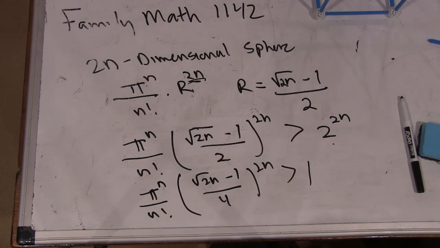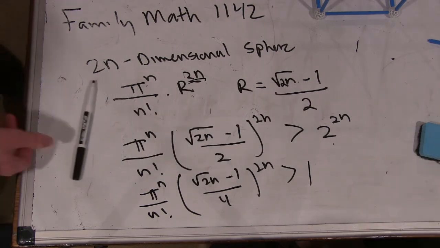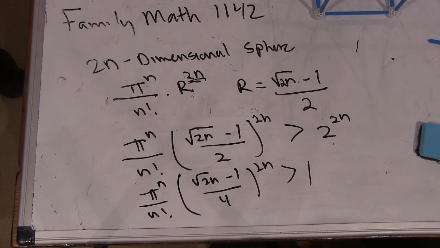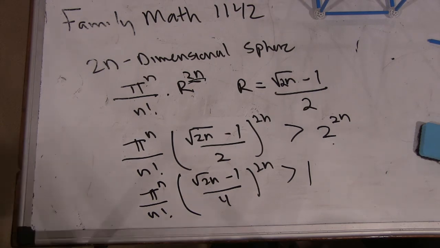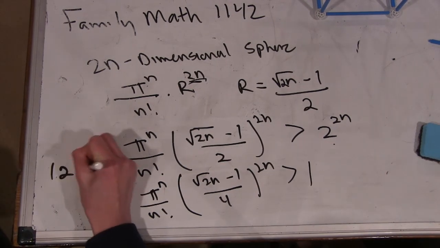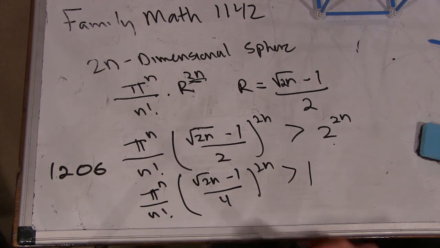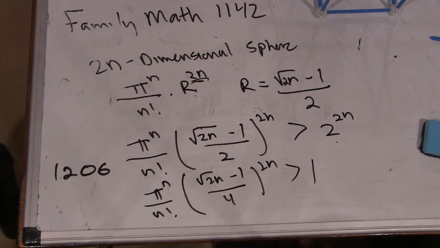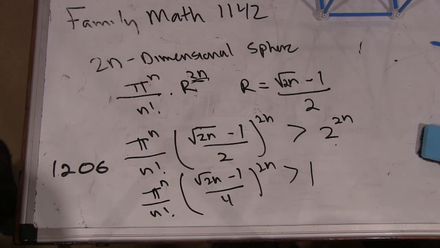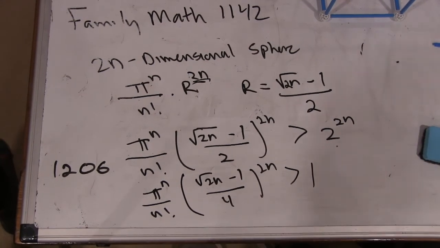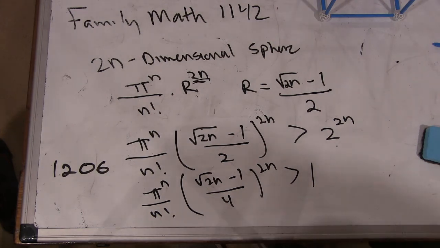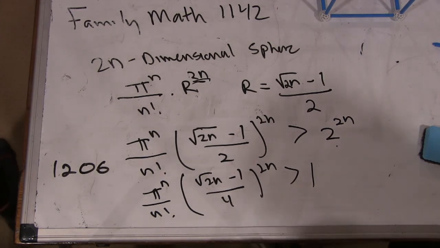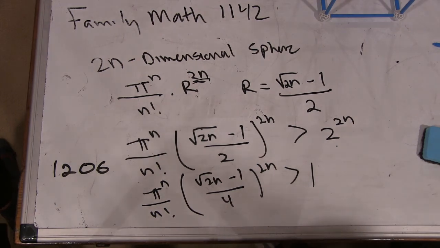But we actually did find a dimension. Do you remember what it was? 1,206. Yeah, that's right. So when the 2n dimensional sphere, so when that dimension was 1,206, and so n was 603, we actually got that this was bigger than 1. So that means the sphere is bigger than the volume of the box. The volume of the sphere eventually becomes larger than the volume of the box in dimension 1,206.